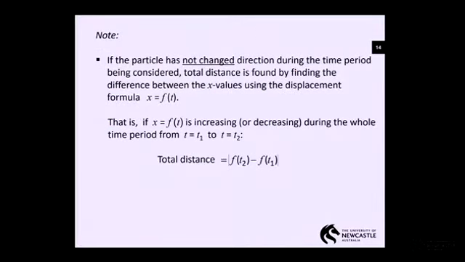Now what he's also got here, he's got a big explanation about if the particle has not changed, which is what we just did, and then it says if the particle has a change. So this is the not change, just like what we did a minute ago.